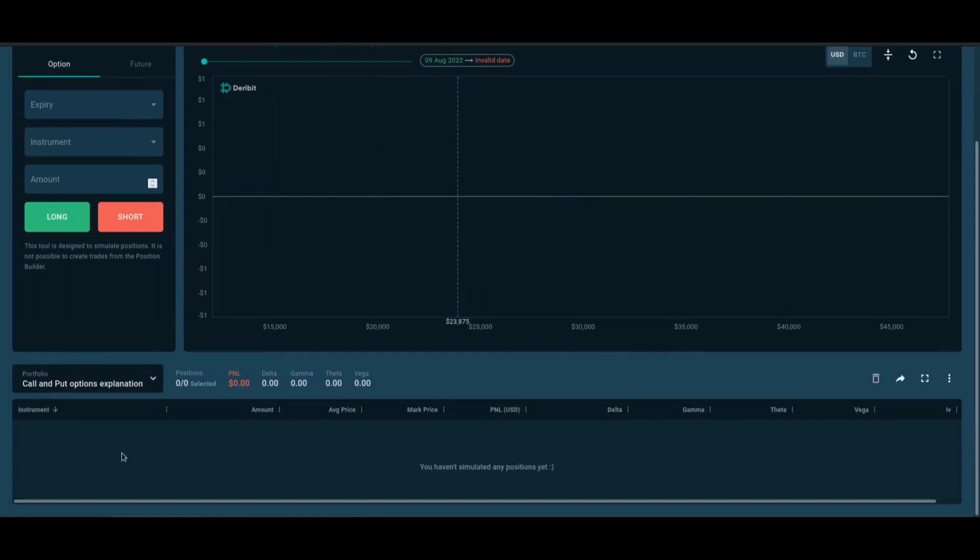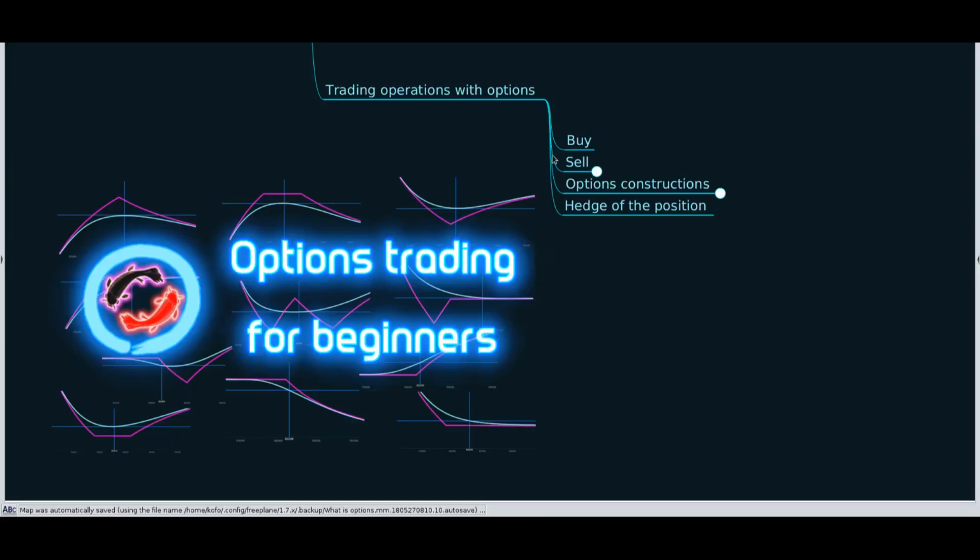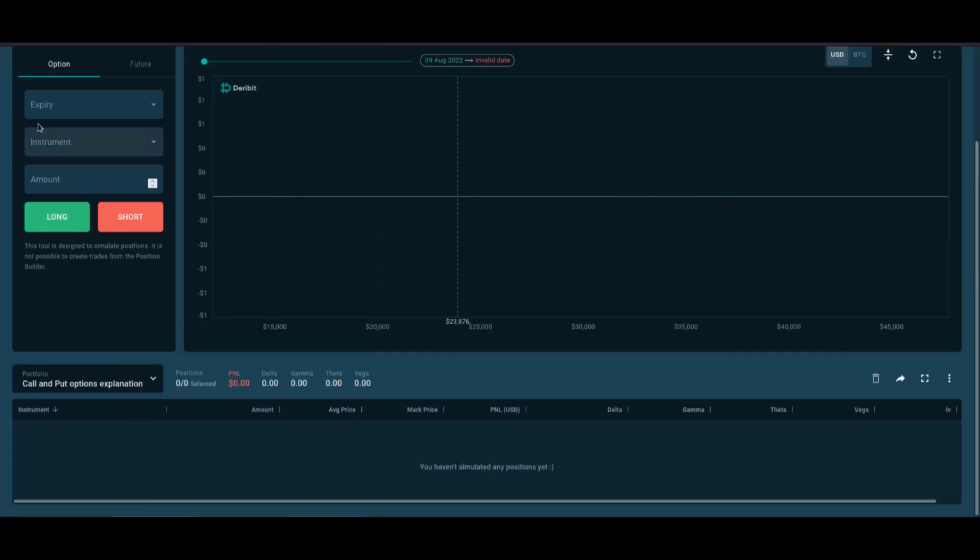So let's get started with buying an option, and then we'll take a tour of hedging a position. So let's take a look initially at buying an option. We have two types of options. If you remember from my previous video, they are call and put options. So let's take a look.